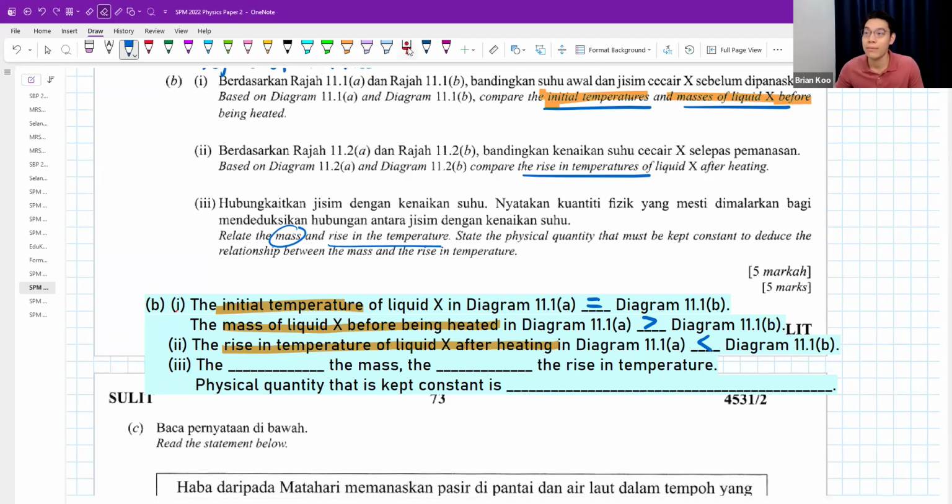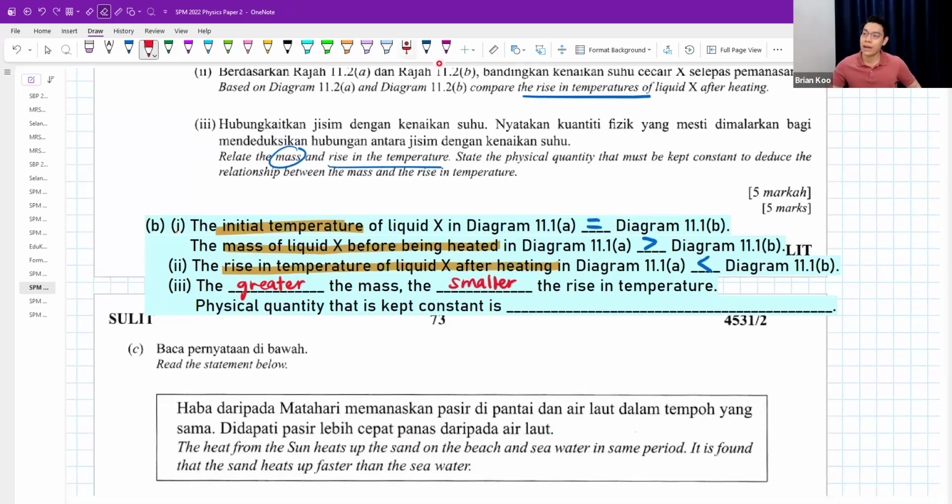It looks like when the mass is greater, the rise in temperature is smaller. Can I say? The greater the mass, the smaller the rise in temperature. Okay, or it can be the other way around. And also you don't always have to write diagram A first. You can also write diagram B first.